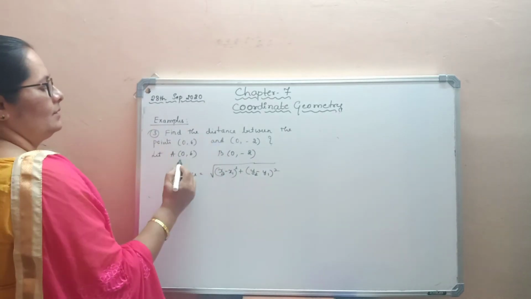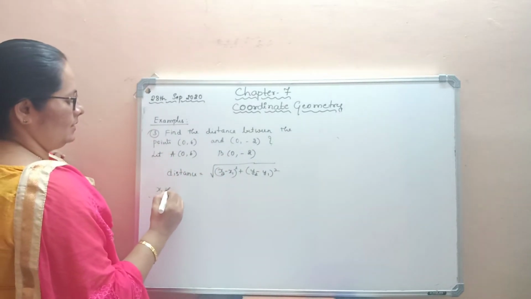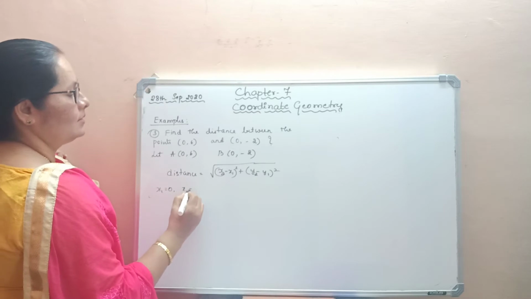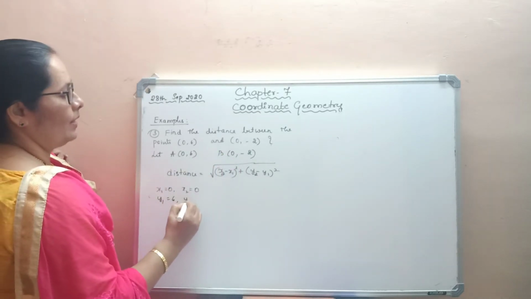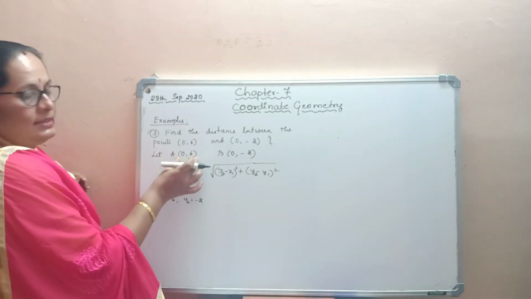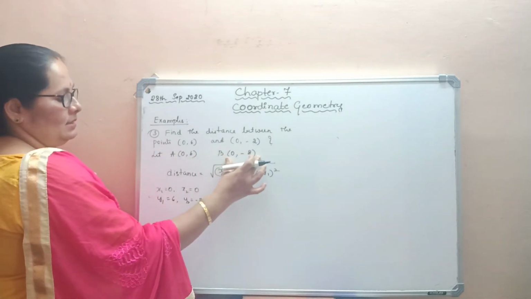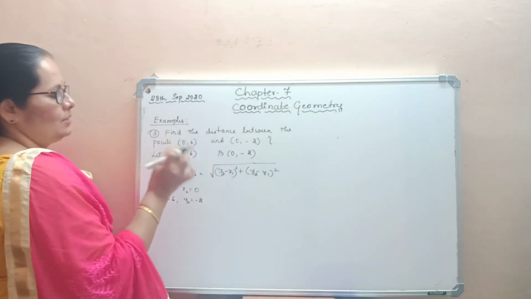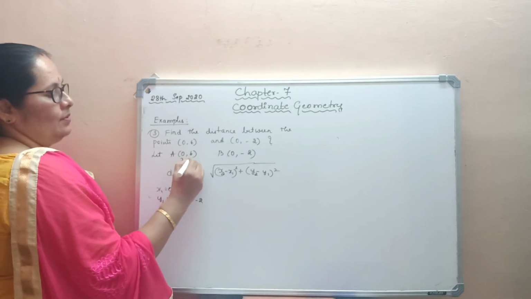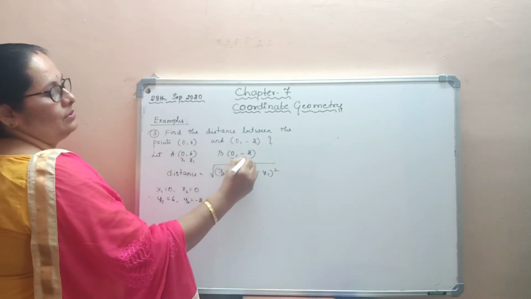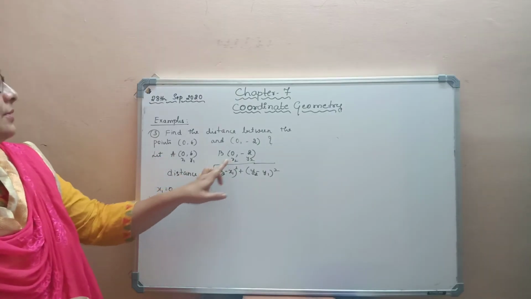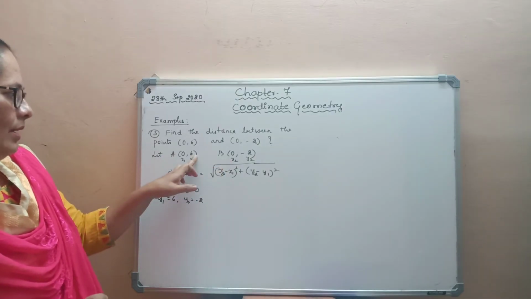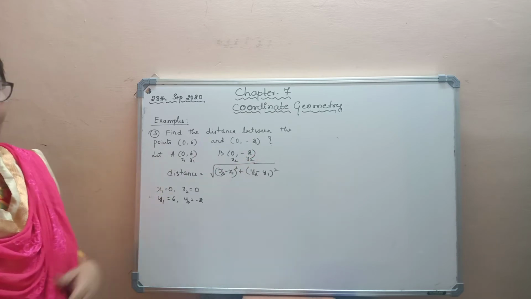Now here, take x1 as 0 and x2 as 0, and y1 as 6 and y2 as -2. So this is x1, y1 and this one is x2, y2. So x1 is 0 and x2 is also 0, and y1 is 6, y2 is -2.